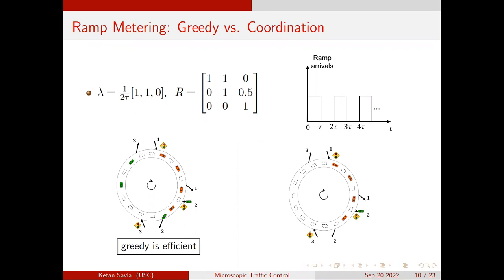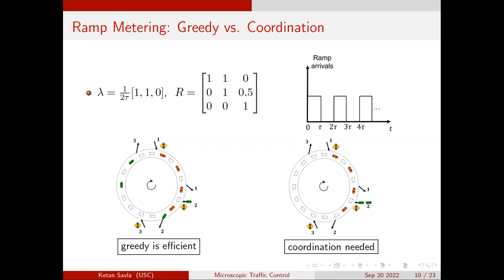And in this case, you will see that the greedy policy is not going to be sufficient, because ramp 2 requires 2 slots to release a vehicle. But when ramp 1 is filling a slot, it fills every alternate slot, right? So if ramp 1 was releasing vehicles greedily, ramp 2 would never get a chance to fill a slot. So this example suggests that you will need coordination when the merge speeds are small, which happens to be the case in most real-world situations. So coordination is definitely needed.